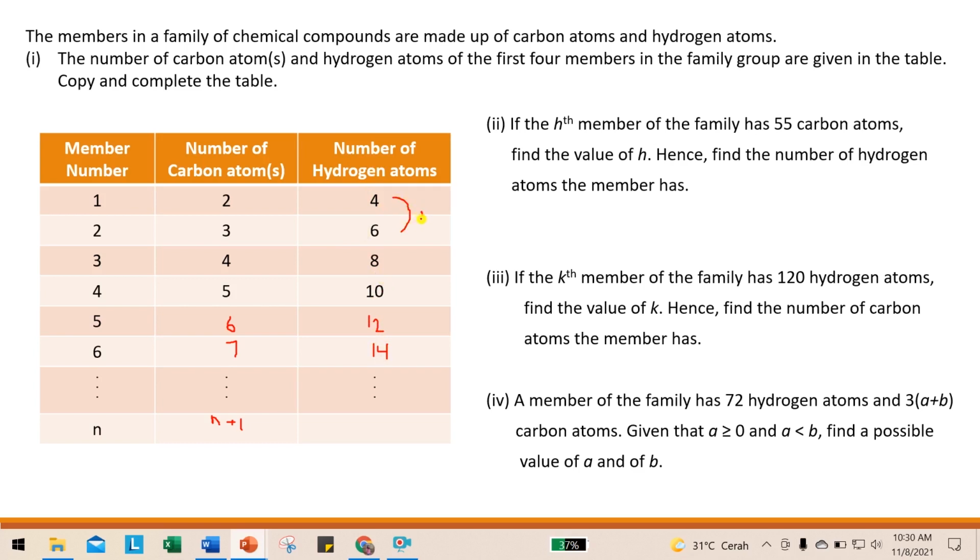4 plus 2 is 6. 6 plus 2 is 8. 8 plus 2 is 10. So now here, the common difference is equal to 2n. The first term is 4. How to get the 0 term? We will count backward. 4 minus 2 is equal to 2. So the 0 term is equal to 2. So the general terms of this sequence is 2n plus 2.